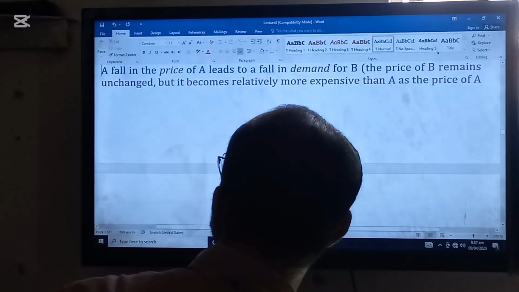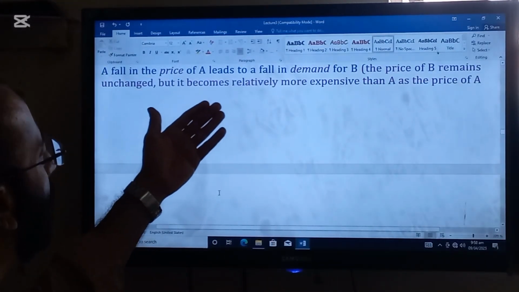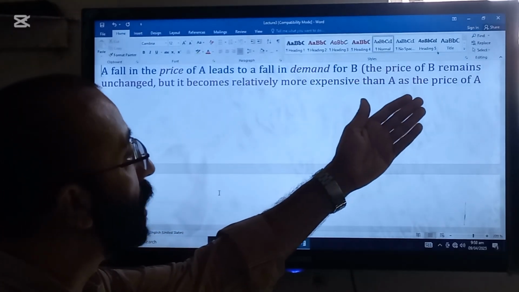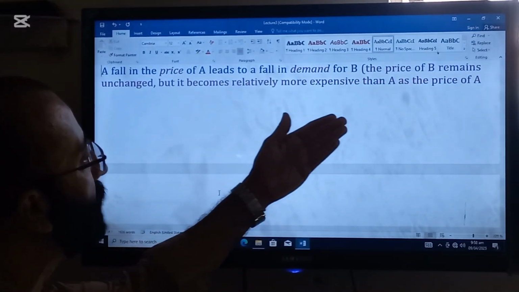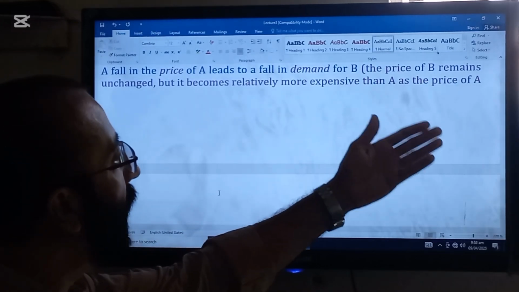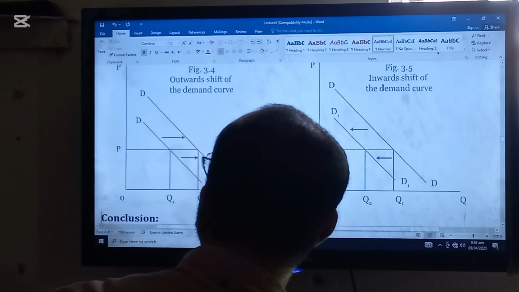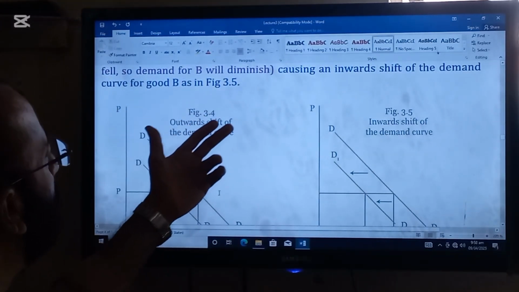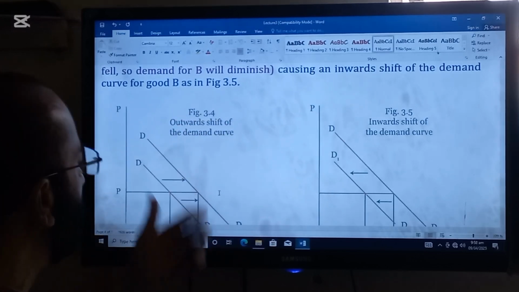A fall in the price of A leads to a fall in the demand for B. The price of B remains unchanged, but it becomes relatively more expensive than A as the price of A fell. So demand for B will diminish, causing an inward shift of the demand curve for good B.